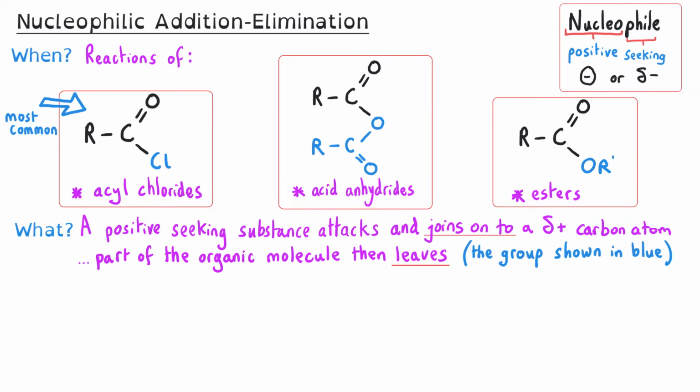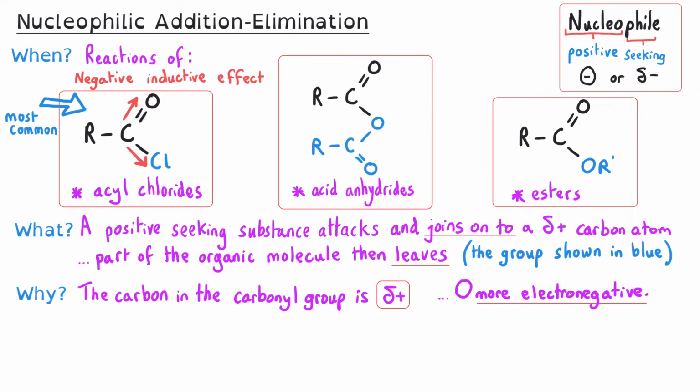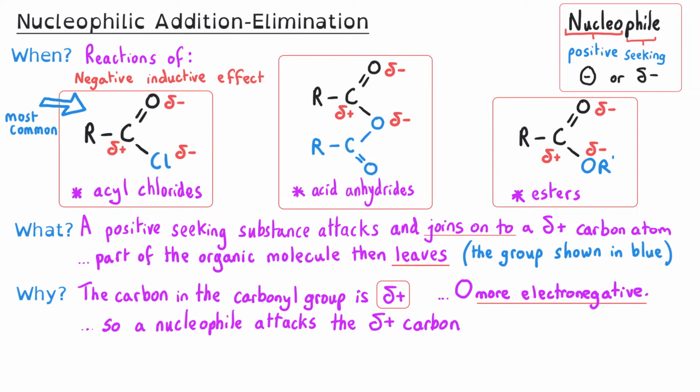This mechanism occurs because the carbon in the carbonyl group is electron deficient. And this is because it's actually connected to two electronegative atoms, the oxygen and sometimes another oxygen or a chlorine. Both of these atoms are more electronegative than the carbon, so they pull the electron density from the covalent bond towards themselves, leaving the carbon delta plus and the oxygen and the chlorine delta minus. And so the nucleophile attacks the carbonyl carbon and forms a new bond to it.